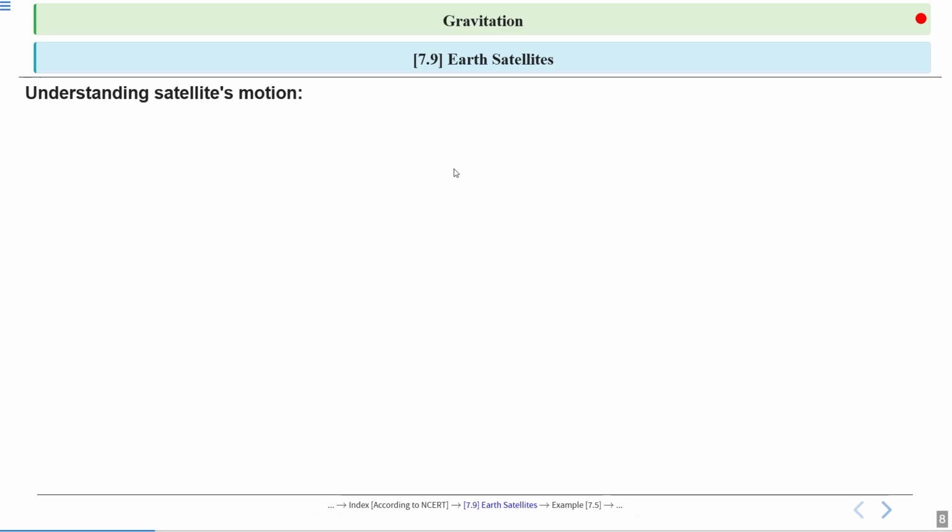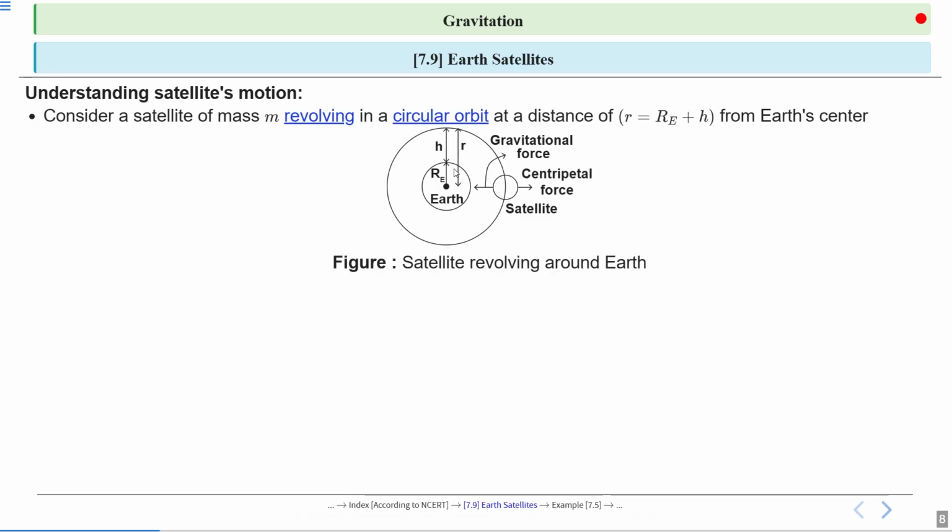So we are going to explore motions of satellites. Consider a satellite of mass m revolving in a circular orbit at a distance r equal to Re plus h, where Re is the radius of Earth and h is the height above Earth's surface. This distinction is important because it helps us calculate the satellite's orbit accurately.